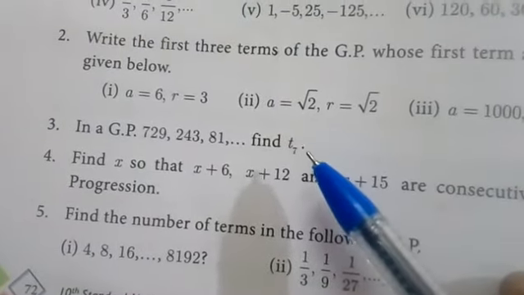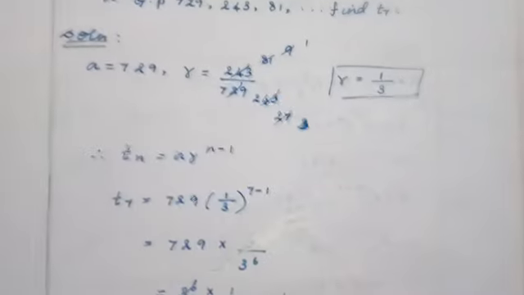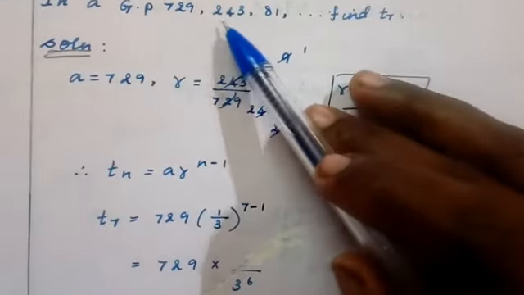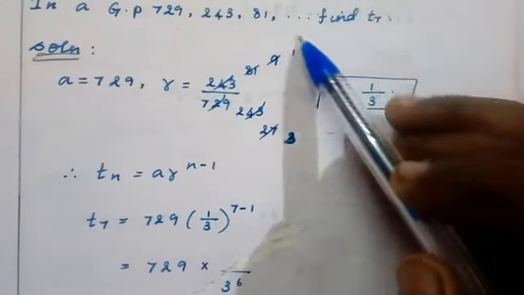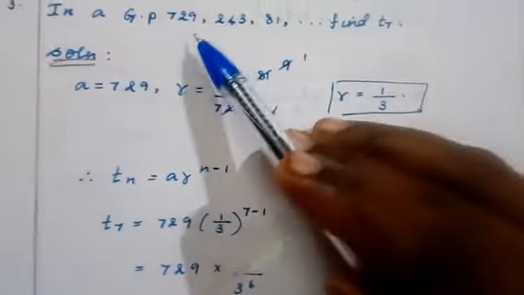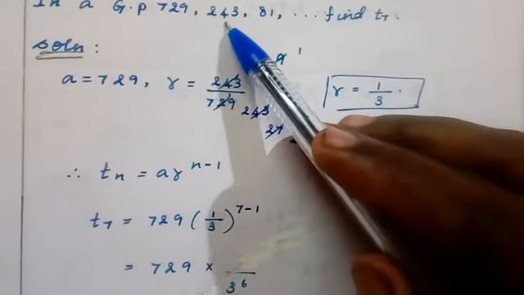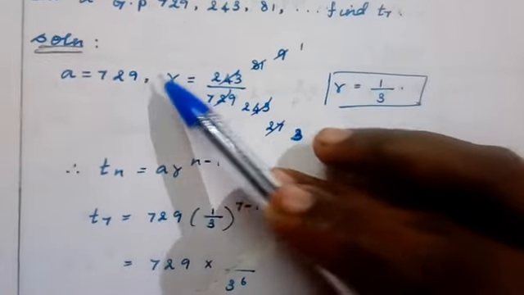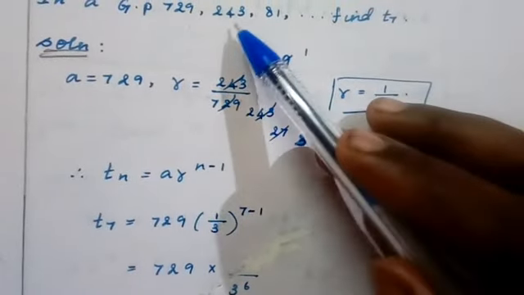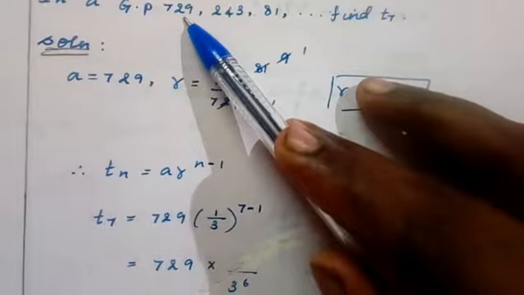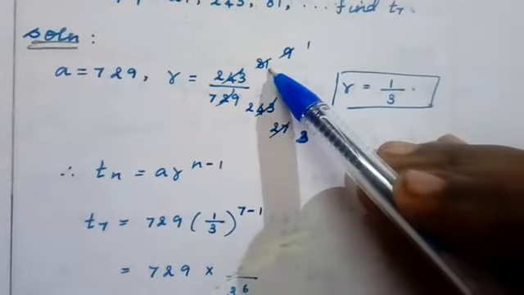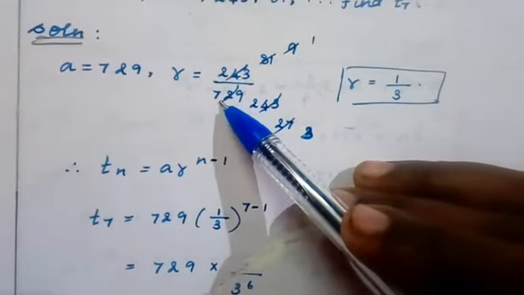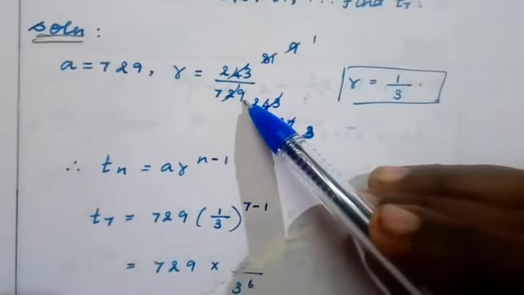Third question: in a GP 729, 243, 81, etc., find T7. The seventh term we want to find. The given sequence is 729, 243, 81, etc. The first term is 729, the second term is 243. A is 729, R equal to T2 by T1. T2 is 243, T1 is 729. We may cancel by 3 table: 8 threes are 24, 1 three is 3. Then 2 threes are 6, balance 1, 4 threes are 12, 3 threes are 9.